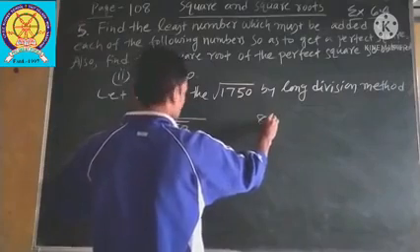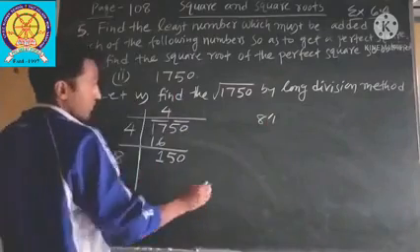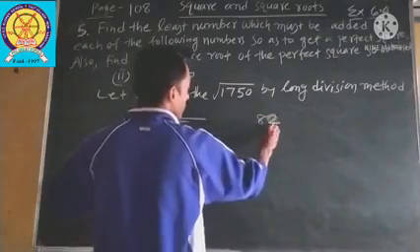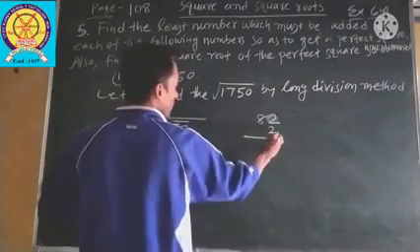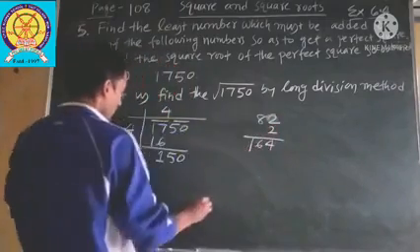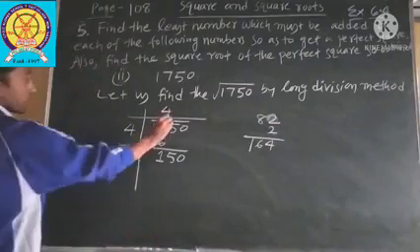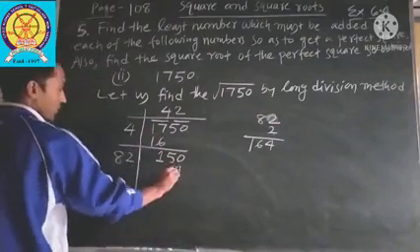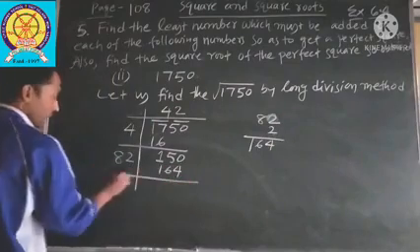Can we give 2? Can you give 2 times? 2 2s are 4, 2 8s are 16. Yes, we can give 2 times. 2 2s are 4, 2 8s are 16.